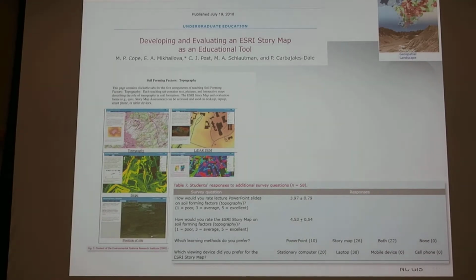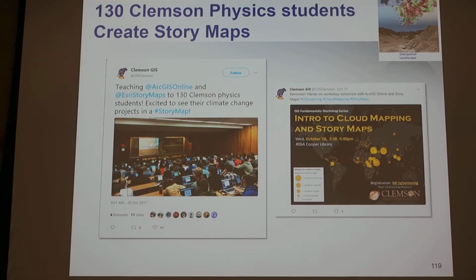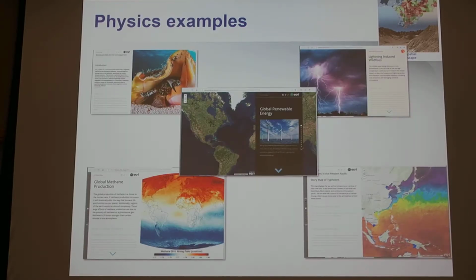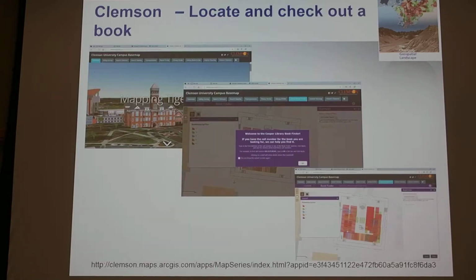The people at Clemson just published a paper on developing and evaluating Esri story maps as an educational tool to look at erosion issues. And the students loved story maps as a way to get that. 130 Clemson physics students created story maps, various examples of basically the physics of climate change. At Clemson, you can go to a story map and check out a book in the library.